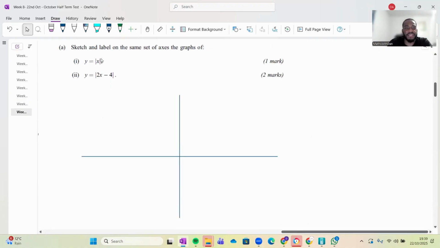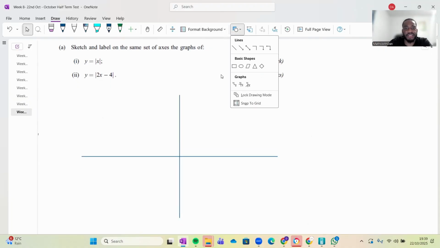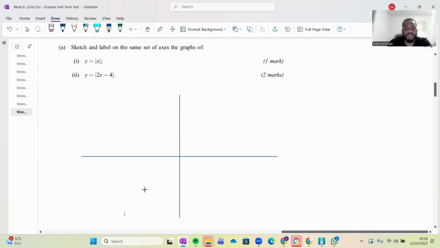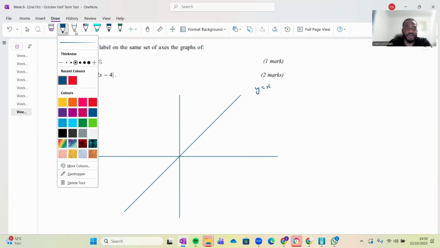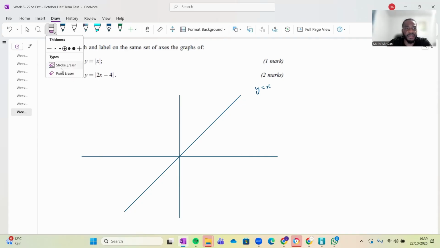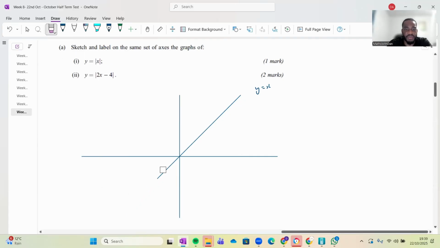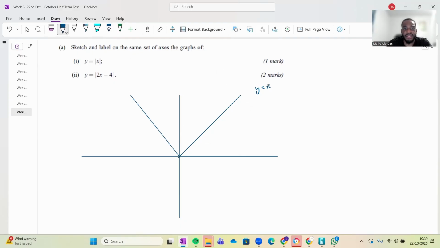Immediately, the modulus of x, we know what that looks like. That's just y equals x with a flip. So remember, to draw modulus, you draw the original graph y equals x like that, and then you just reflect the part underneath the x-axis in the x-axis. So I'm going to rub this part out. I need the point eraser for that. And then I'm literally just going to put a V like that. And this is going to be the modulus of x. So that is part A done.